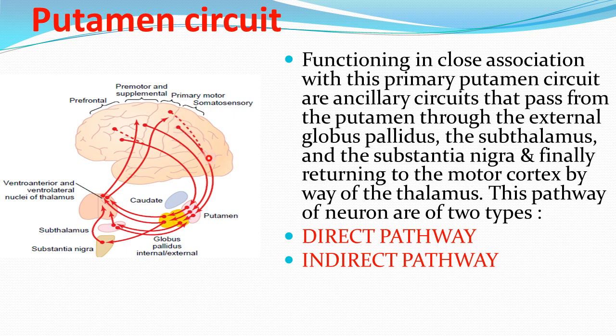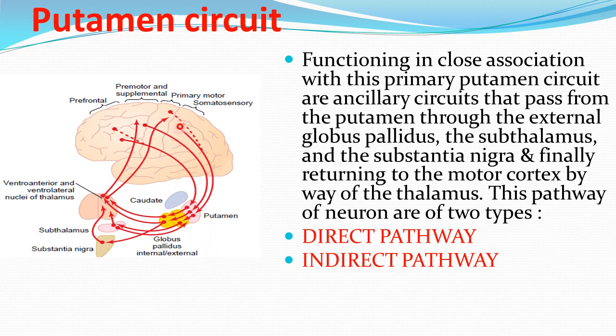See, from the association area and prefrontal cortex, the impulse passes to the putamen. From putamen, it passes to the globus pallidus internus, not externus. It directly passes to the globus pallidus internus. From globus pallidus internus to the ventral lateral and ventroanterior part of the thalamus. This thalamus sends impulse to the motor cortex to excite the corticospinal and corticonuclear fibers, which execute the function.